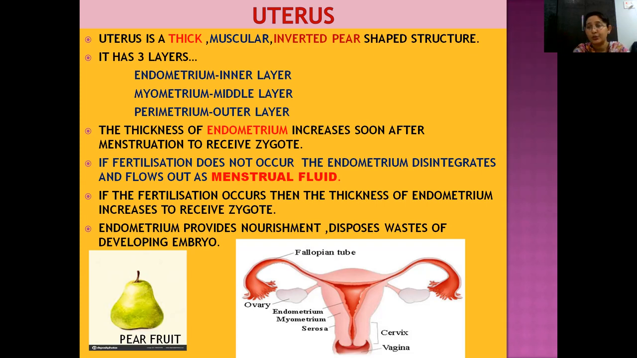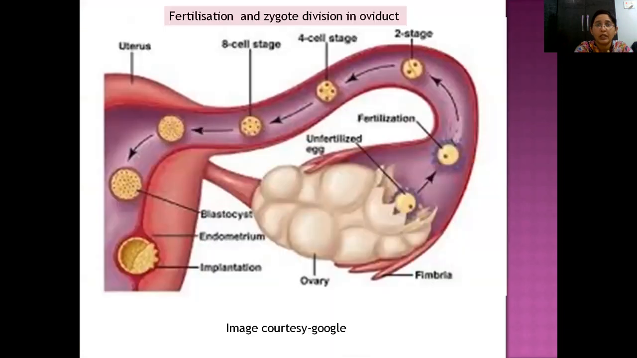So here, what is the uterus? The uterus is a thick, muscular, bag-like structure, which is one in number and centrally located. Okay, so here it has three layers. The outer layer is perimetrium, the middle layer is myometrium, and the inner layer is endometrium. Among these three, the endometrium plays a major role. It increases in thickness in order to receive the zygote. And it also provides nourishment to the embryo and disposes the waste of the embryo. I hope you have understood what the uterus is. Next, we will move further.